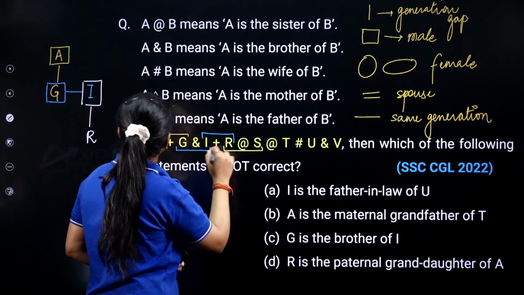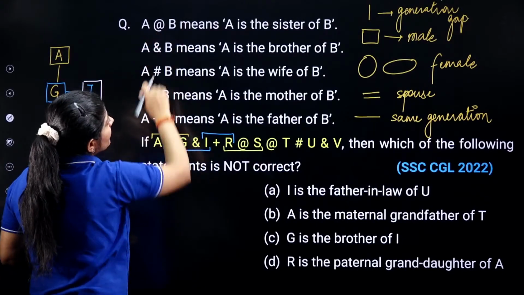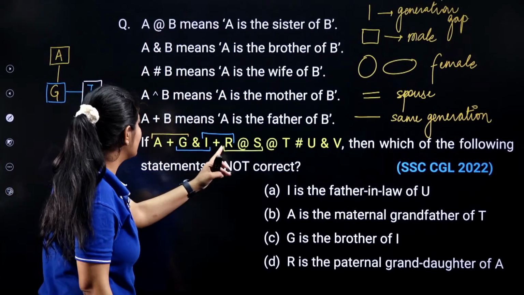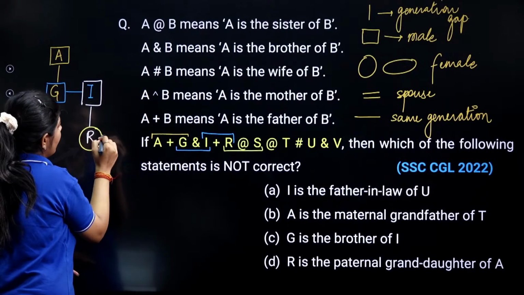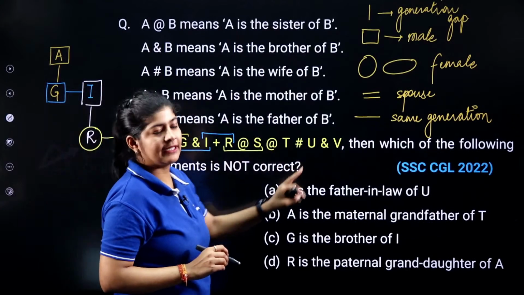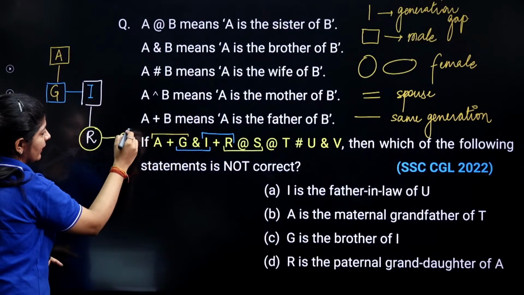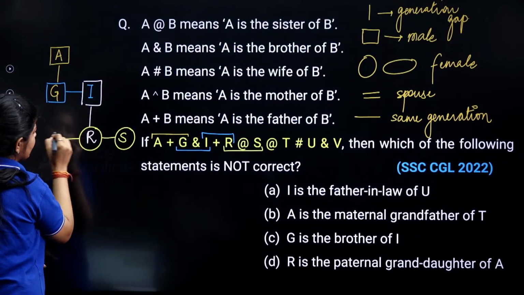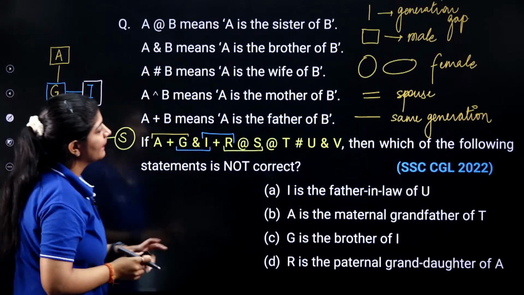R at the rate S. Where we have at the rate, that means A is a sister of B. That means R is a sister of S. Right? Next. S at the rate T. So we are not having space over here, so I am just writing T to this side. Right? Okay. Next.